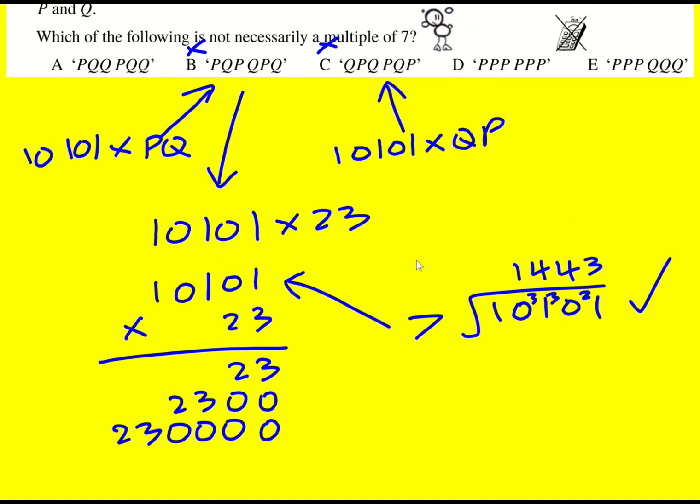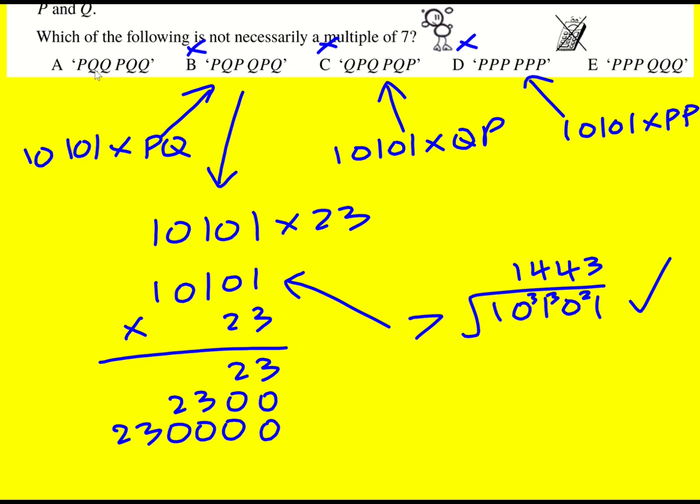Now, actually, D is also a special case. D is just a case where Q and P are the same thing. So I can also rule out D. That would simply be 10101 times PP. It's going to be a multiple of some other things as well, like 11. It would even be a multiple of 111, but anyway, we're okay because we ruled it out from here. So now we're just left with A and E.